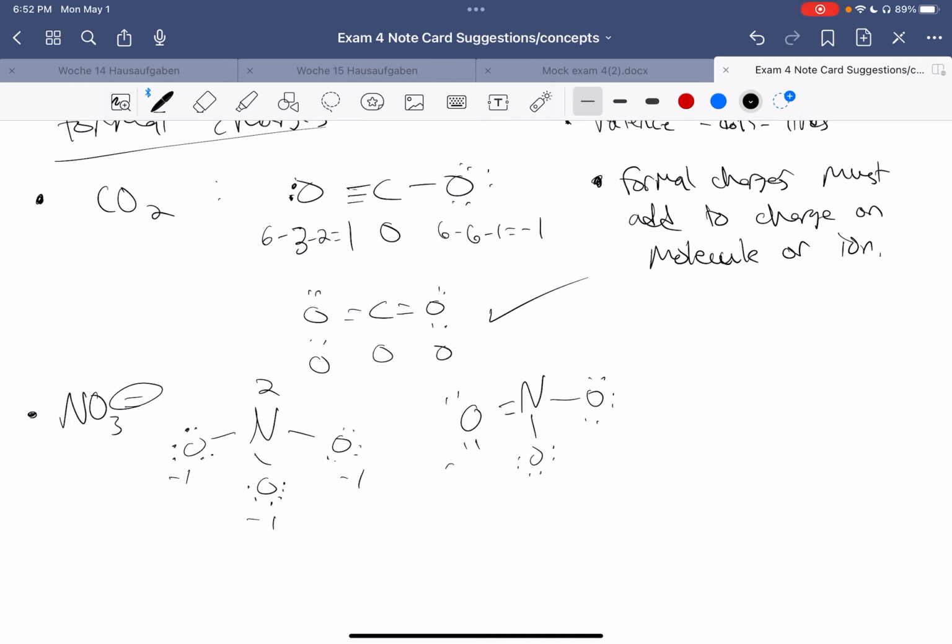So then on this one we have 0, and then we have -1, and then +1, and then that also adds up to -1, which makes sense. Okay, and then yeah, it actually turns out that in this case we can't get the formal charge off of the central nitrogen.